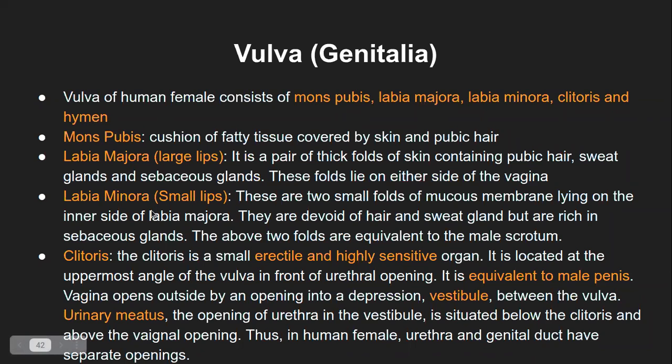Then labia minora, which are also called small lips, are two small folds of mucous membrane lying on the inner side of labia majora. They are devoid of any hair, that is pubic hair, or sweat glands, but are very rich in sebaceous glands, the mucus-secreting glands. And the above two folds, labia majora and labia minora, are equivalent to the male scrotum.